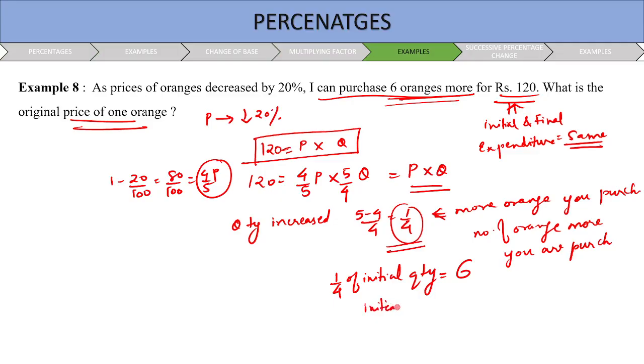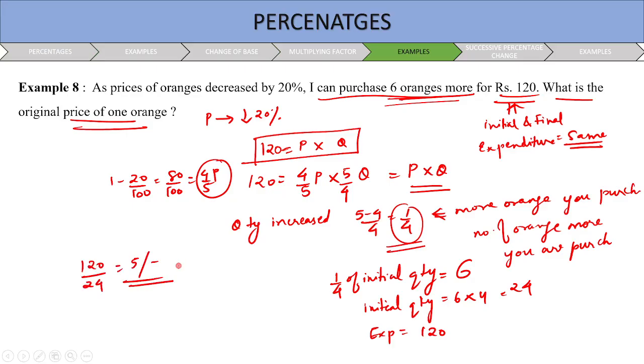So your initial quantity of oranges will be how much? 6 into 4. You bring this 4 this side, it will be 24. So initially you would have got 24, and finally you have to find the original price of one orange. Okay, how much have you spent? Your expenditure was 120. So what will be your price of one orange? It will be 120 by 24, which is 5 rupees. I hope this sum is also clear. A similar sort of sum, but with a slight twist in this part.